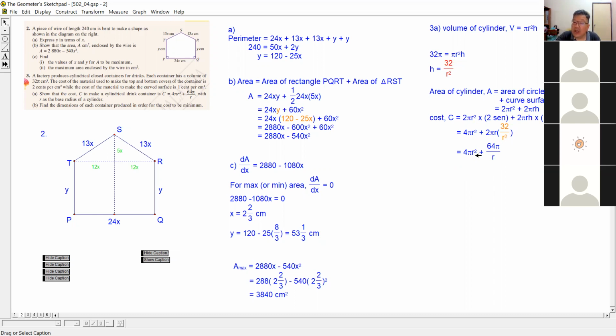Why do you need to express the cost in terms of r only? Because you have to differentiate with respect to r. Now if there's an h here, can you differentiate with respect to r? Cannot, because the h is not a constant. The h is a variable. So you have to replace the h with r. Now the whole equation is fully in terms of r. Now can differentiate, right?